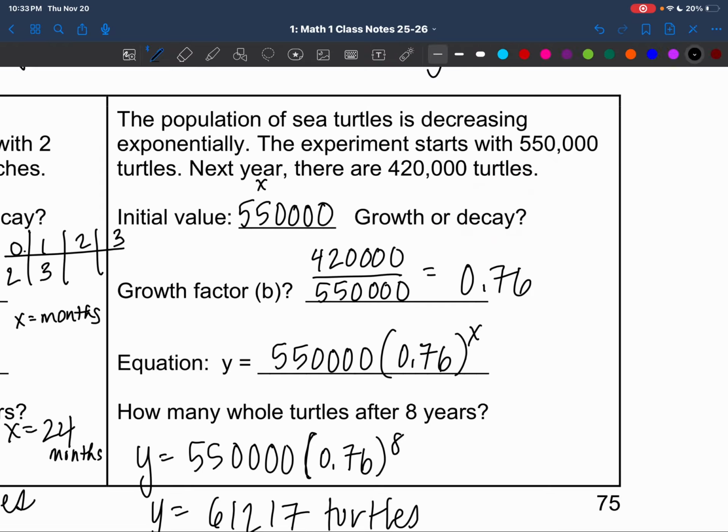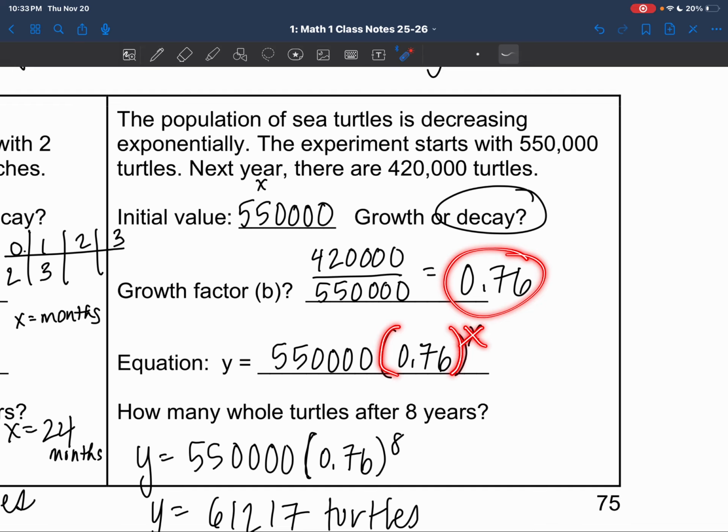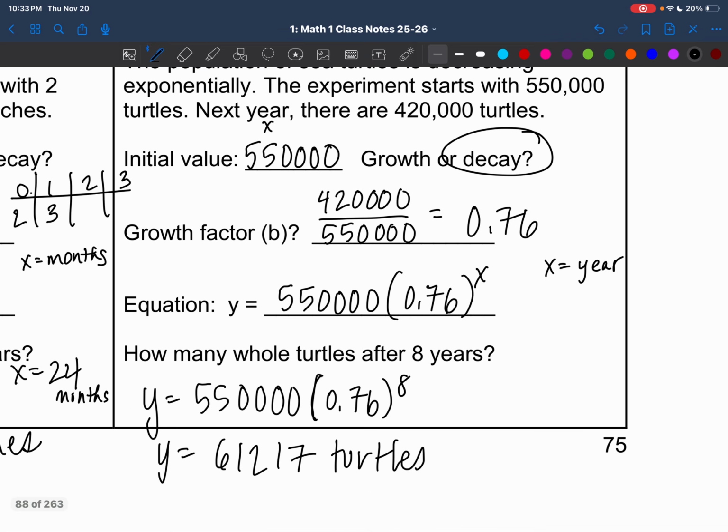So now that we know that we have decay, we're going to go ahead and start plugging in our information. So our initial goes here. Our growth factor goes here, and we know x is the population of sea turtles decreasing per year, so years are your x's. So it wants to know how many whole turtles after 8 years. So wherever we see x, we're going to substitute in 8 instead, and then this would be your answer.